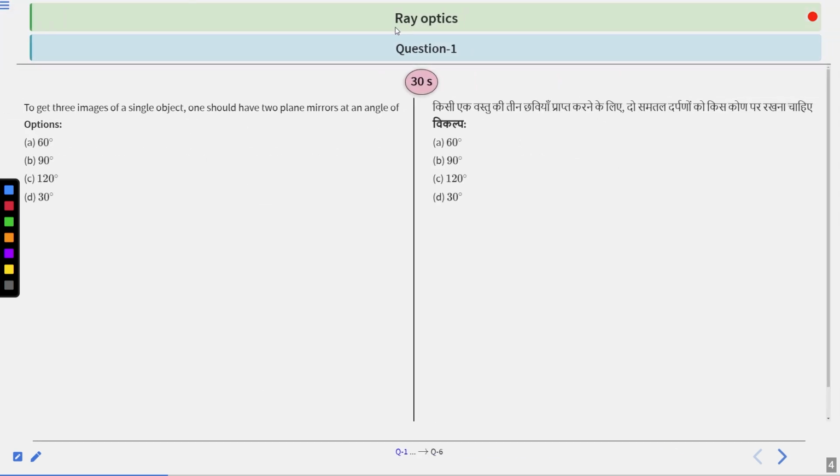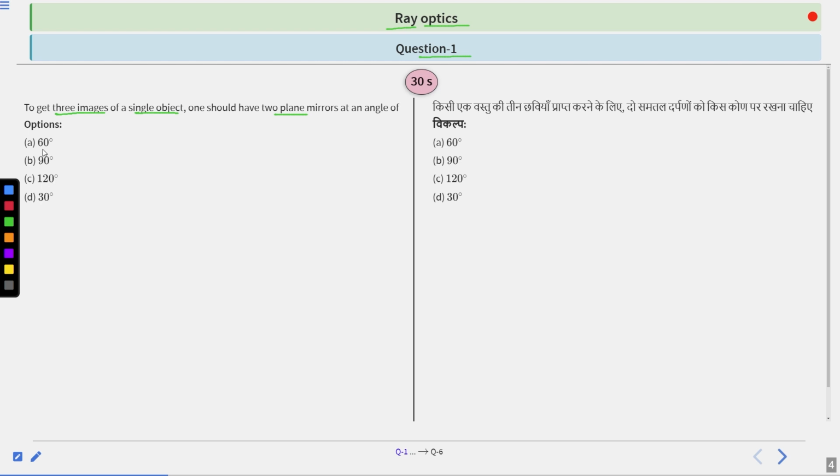So, the topic is ray optics. Question 1: To get three images of a single object, one should have two plane mirrors at an angle of what? So this question asks what the angle will be to get three images of a single object with two plane mirrors. Given options: option A is 60°, option B is 90°, option C is 120°, and option D is 30°.